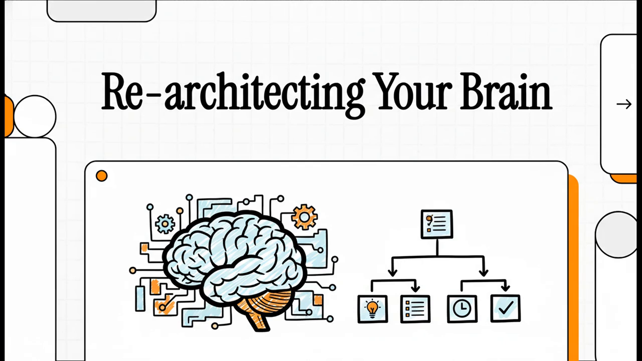When we talk about developer productivity, we usually frame it as a self-help problem, right? But what if we've got the whole model wrong? What if it's actually a system architecture challenge? Today, we're going to re-architect our most critical piece of hardware, our brains.